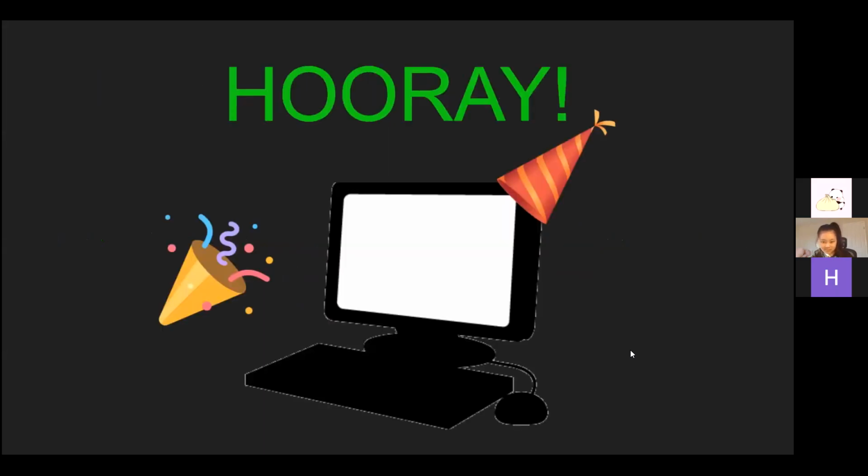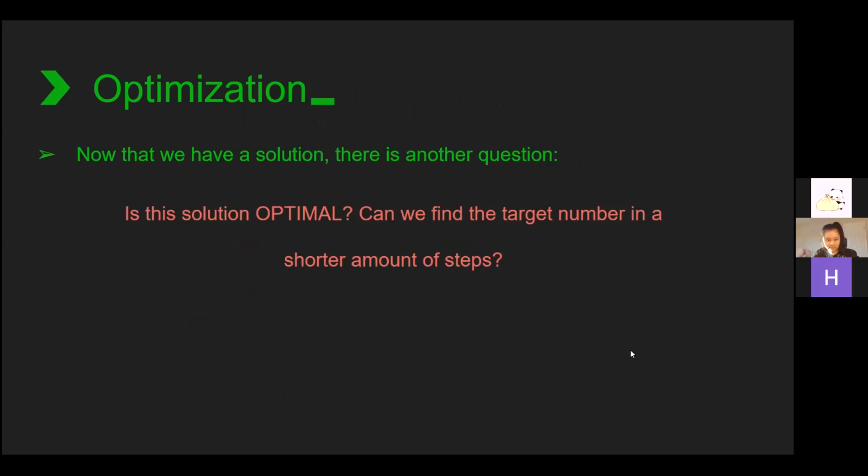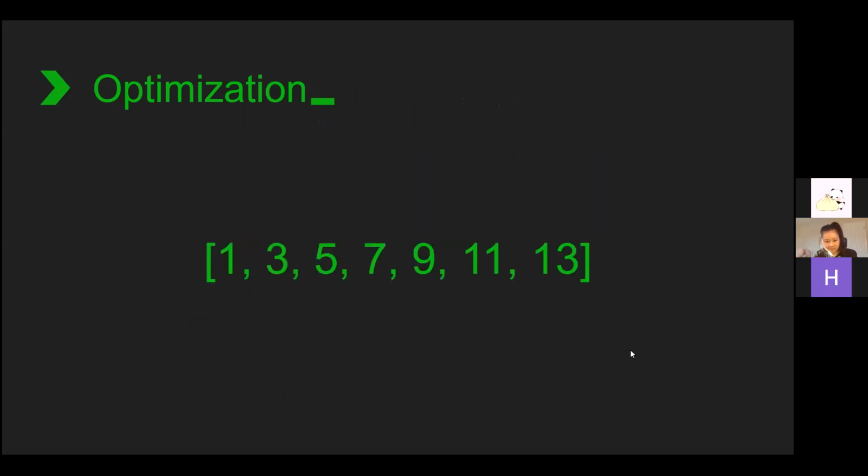So now the computer can locate any valid target number. However, computer science is not simply just solving a problem, but optimizing the solution as well. So here's another question. Can we do better than 6 iterations? And although not intuitive, we can find the number quicker by removing half of the list one step at a time. So let's take a look at that.